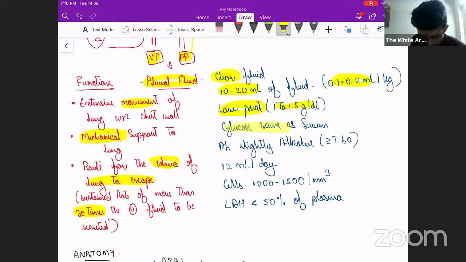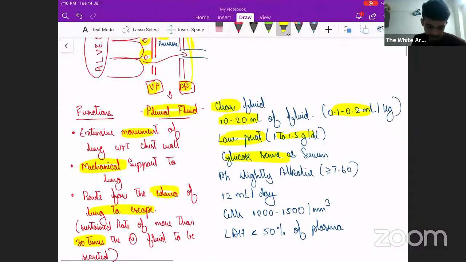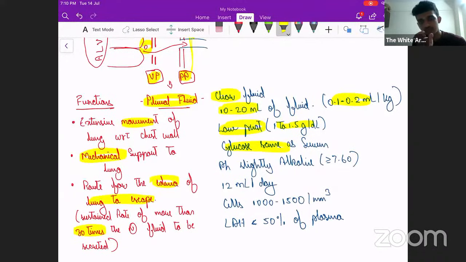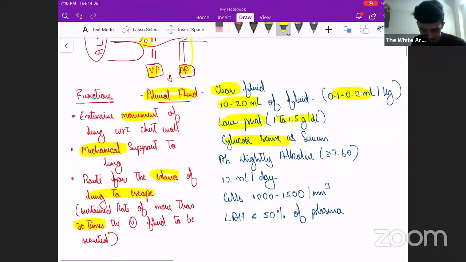Glucose will be the same as the serum because it is the same blood which has filtered through the pulmonary capillaries into the pleural space. So the glucose will be the same, but proteins cannot filter out because of the size. The capillary endothelium will not let it filter out. Next, pH is slightly on the higher side, slightly alkaline.